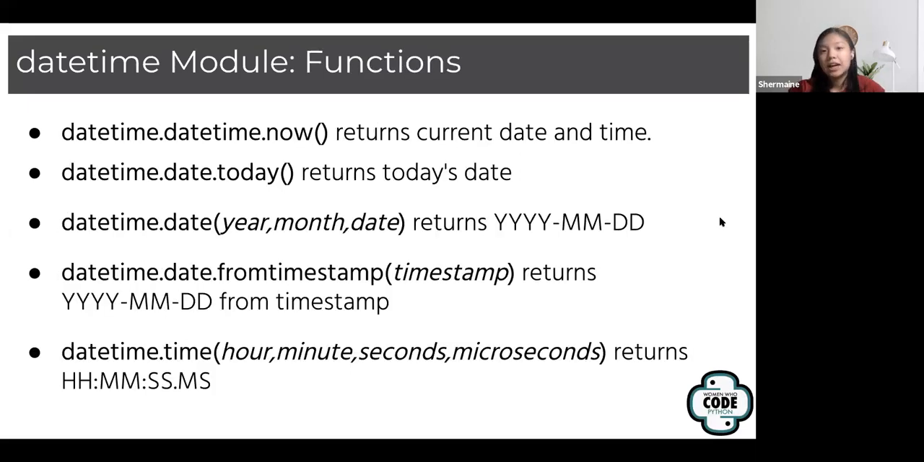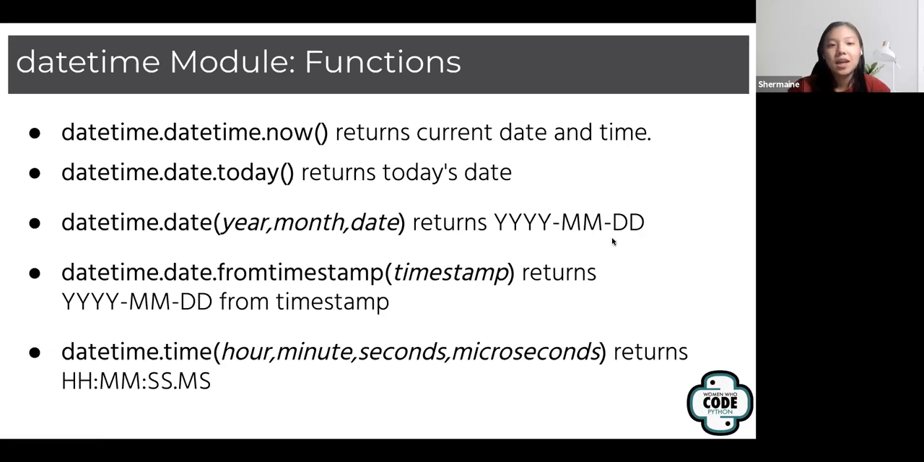So some examples of the functions that are usually used and that we'll look through today. So first one would be datetime.now, which returns your current date and time. Date.today will return today's date, and then the date where you can input your own year, month, and date, it will return it in this format. And then we also have one that is date from timestamp, so it will also return in this format. And another one which you put in hour, minute, seconds, or microseconds if you wish, and it returns in this following format.